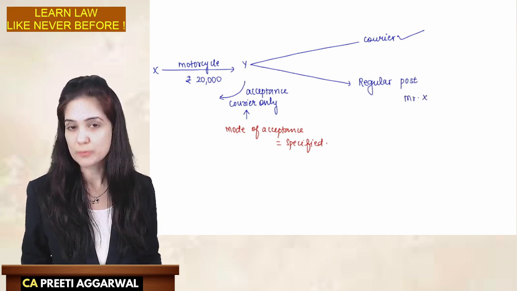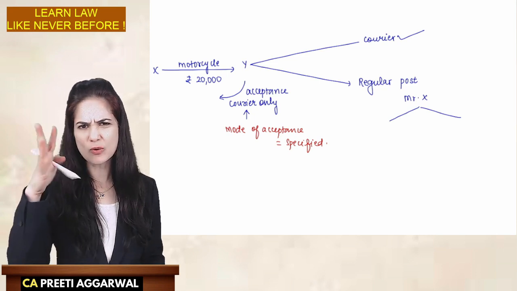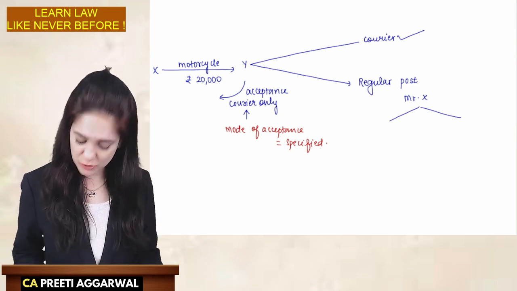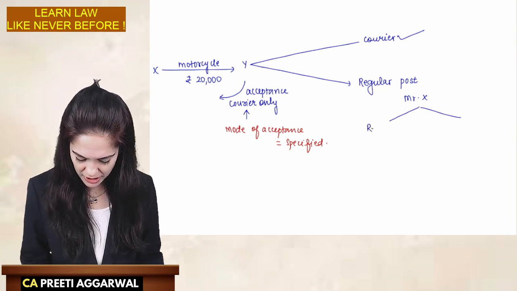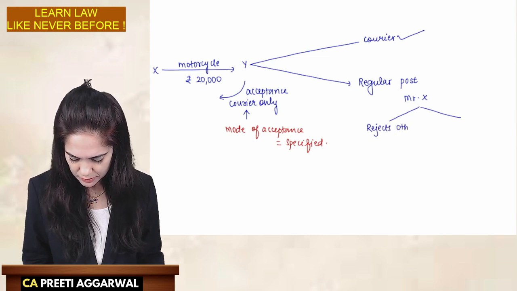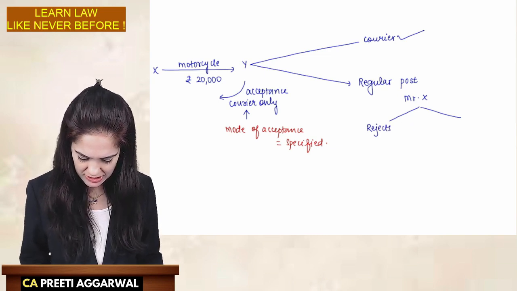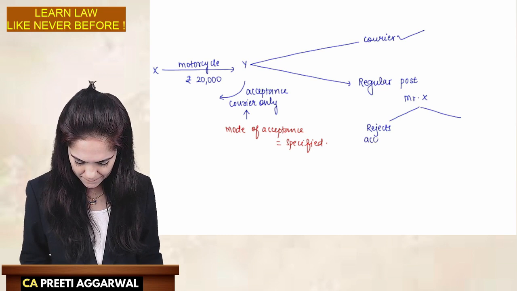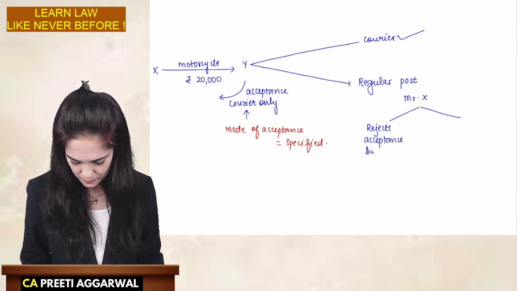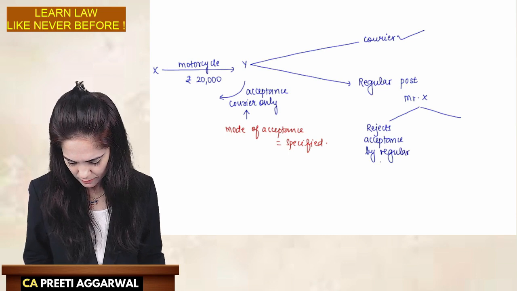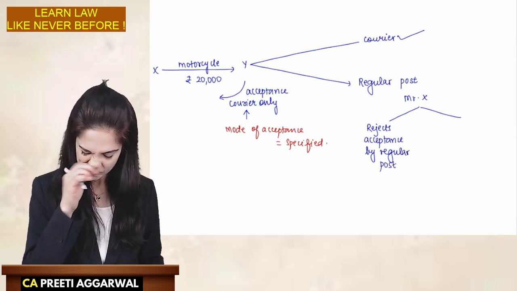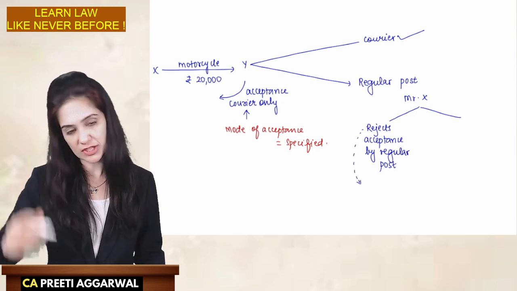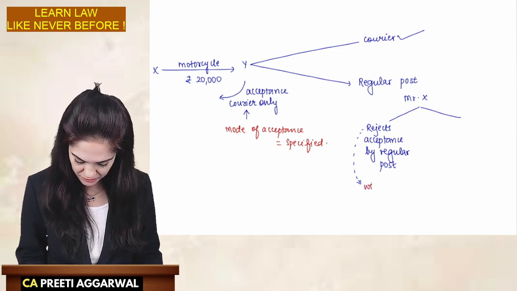Mr. X has two options. He can be a very strict fellow: "I had asked you to send by courier. Why did you send by regular post? Reject, I don't want it." He rejects the other mode; the other mode in this case is regular post. But this rejection must be within a reasonable time. You cannot say after 6 months, now I want to reject. This must be within a reasonable time.